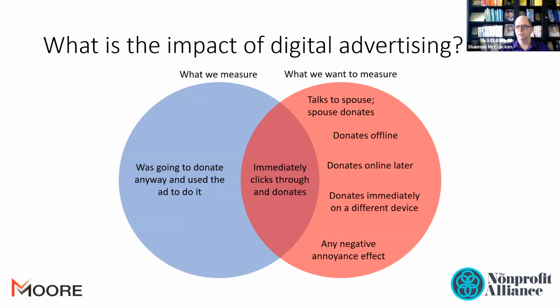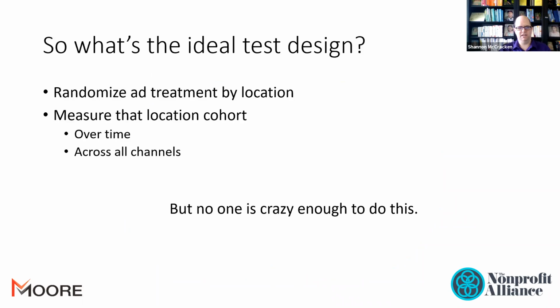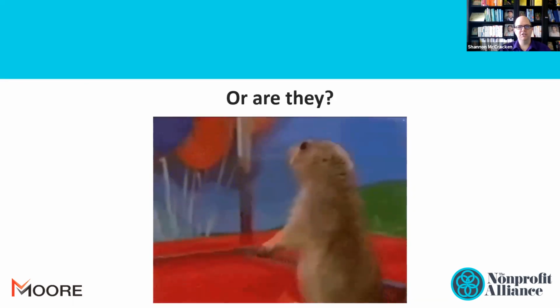So the way you would ideally want to set up this test is that you'd look at it by location, you'd randomize and say this zip code gets ads, this zip code that doesn't. You'd make sure that those zip codes are paired or relatively equivalent. And then you'd look at that location and see, I did digital ads in this area. Let's look at it over time. And then let's look at all of the donations to the organization from that zip code or geographic location. But no one's crazy enough to do this until now.